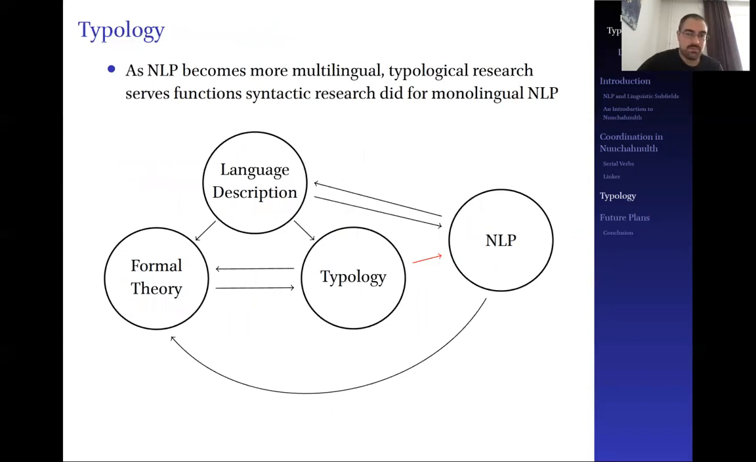So as NLP becomes more multilingual, which I think everyone is more and more interested in these days, typological research will serve the function syntactic research did for monolingual NLP. When English-only NLP is dependent upon syntactic analyses present in things like the Penn Treebank, multilingual NLP is going to become more and more dependent, I think, on typological surveys and typological data.